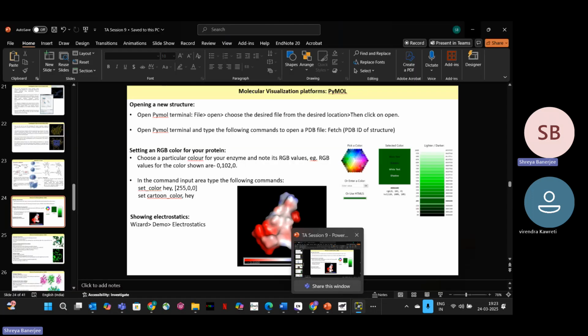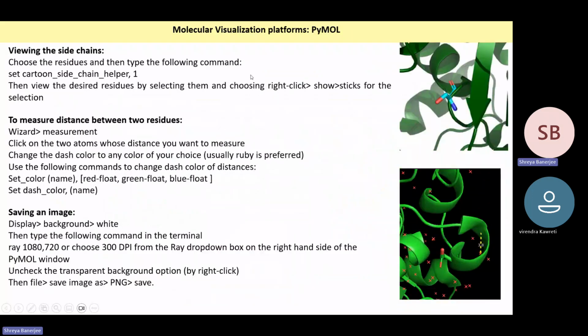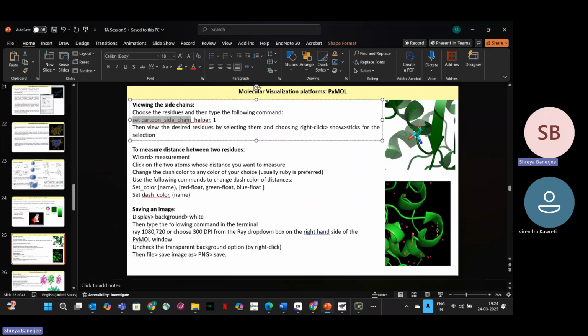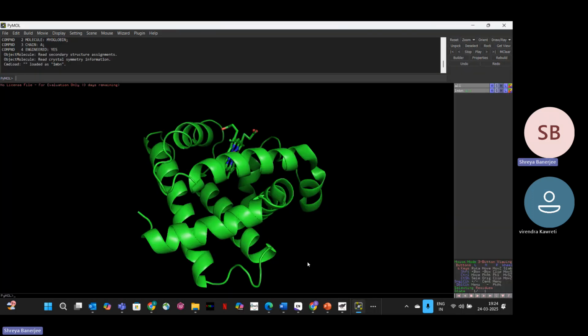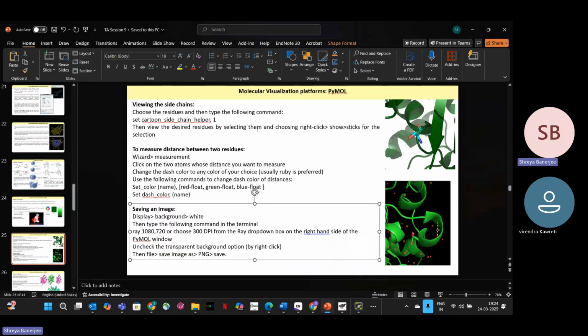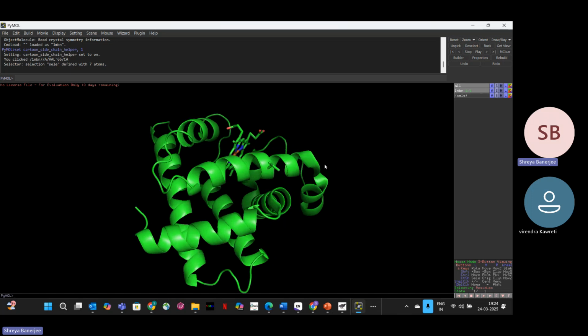So we have seen how to change color in PyMol and how to see the electrostatics. Now we will look at how the side chains can be visualized. To visualize a side chain, you have to type this command in the search command bar. So I've copied it from here and I'm pasting it here. And then I have to select the residue and right click. So suppose I want to see this residue. I will right click, go to show and choose sticks.